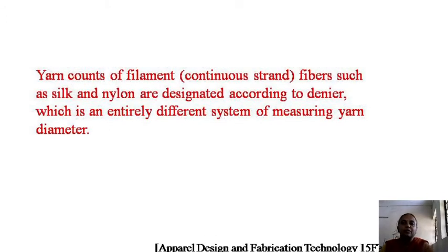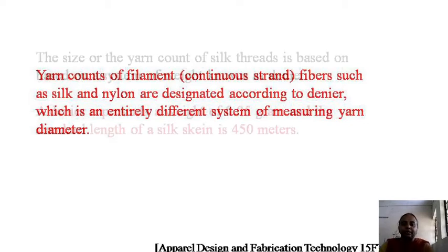Yarn counts of filament continuous strand fibers such as silk and nylon are designated according to denier, which is an entirely different system of measuring yarn diameter. So for cotton, you know that it is 840 yards in 1 pound, but silk and nylon are designated according to denier.